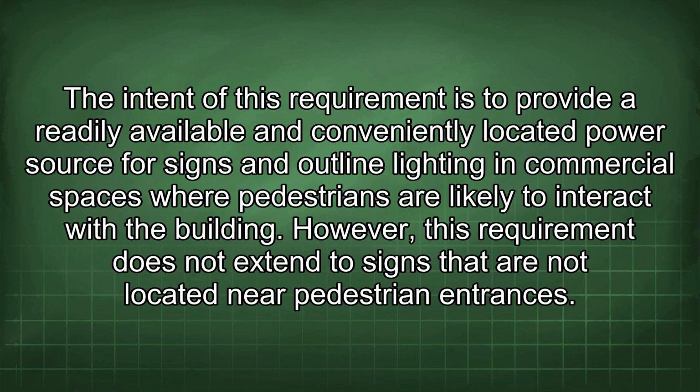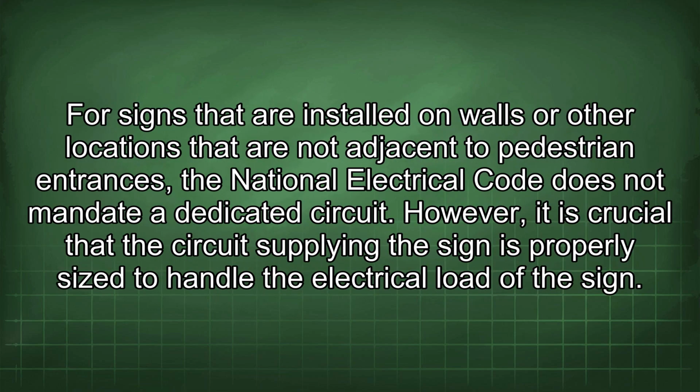The intent of this requirement is to provide a readily available and conveniently located power source for signs and outline lighting in commercial spaces where pedestrians are likely to interact with the building. However, this requirement does not extend to signs that are not located near pedestrian entrances. For signs that are installed on walls or other locations that are not adjacent to pedestrian entrances, the National Electrical Code does not mandate a dedicated circuit.